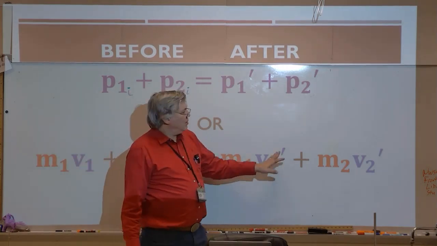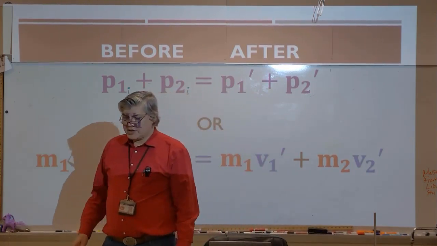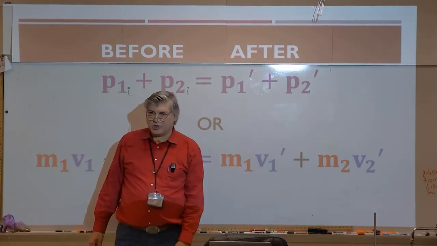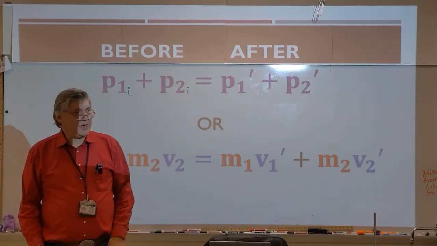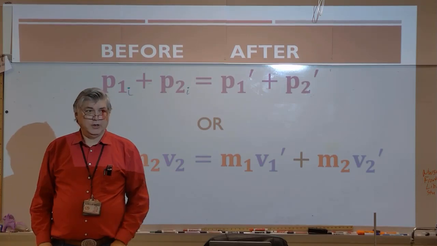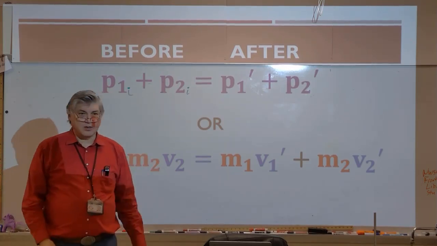prime plus M2V2 prime. In this case of an elastic collision, we assume that the masses do not change. It would not be an elastic collision if they transferred mass from one object to another. That would complicate things considerably.